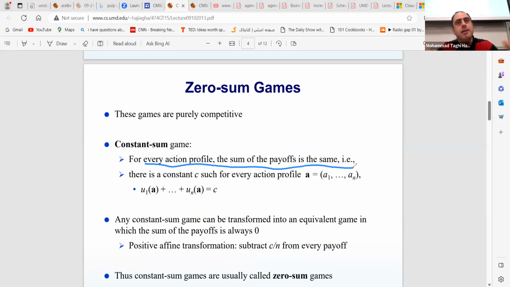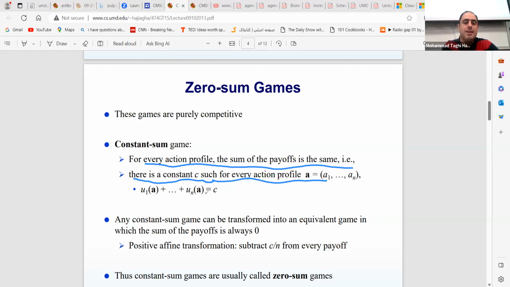So essentially, it means that if I play a game with you and you win, it means that I lose, or if I win, it means that you lose. And what is more formal is that there is a constant C such that for every action profile, this is a vector of the actions that the people are taking, the utility of the first person plus the utility of the second plus the utility of the nth person is equal to C.